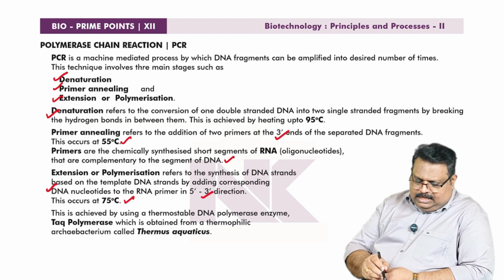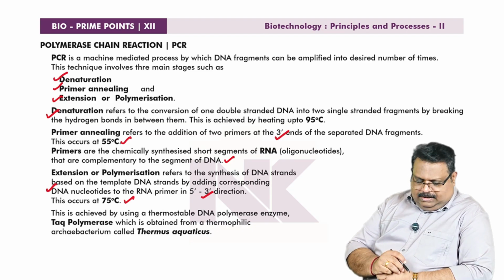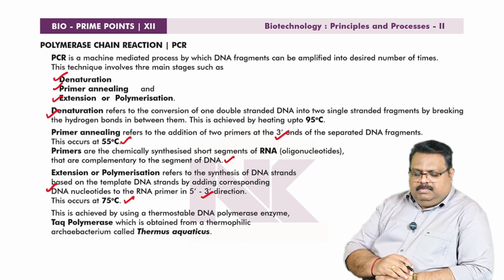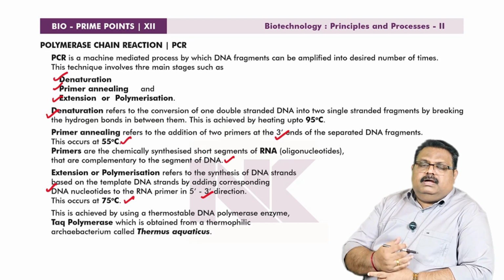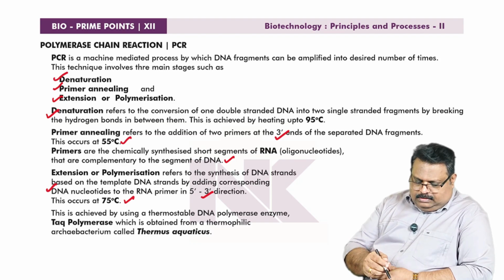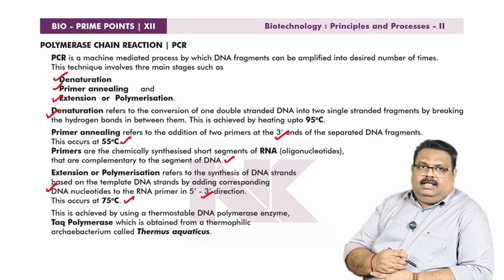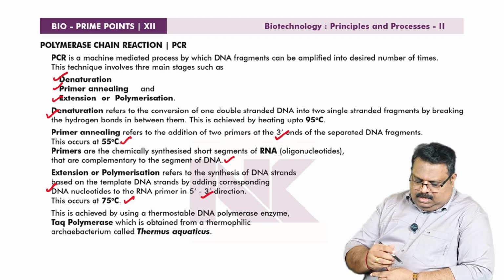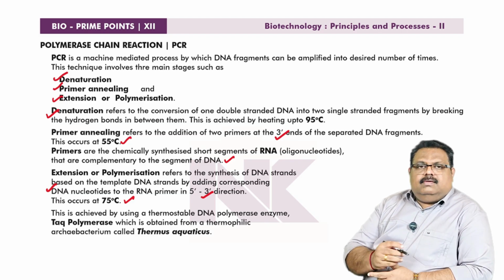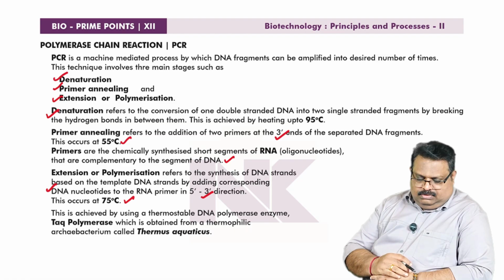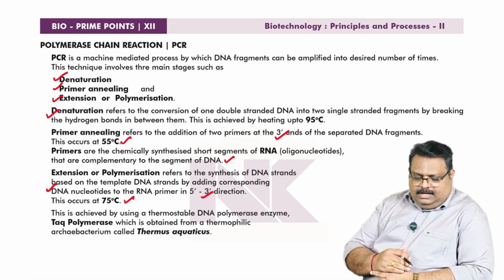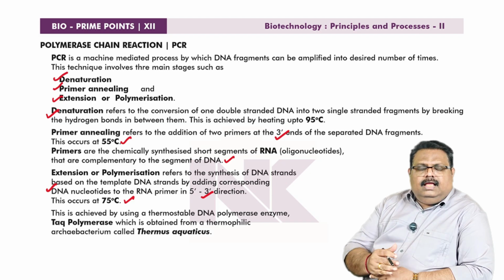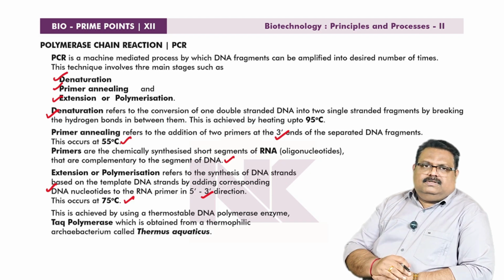This is achieved by using a thermostable DNA polymerase enzyme, Taq polymerase. Because the process takes place at 75 degrees centigrade, a thermostable DNA polymerase is needed. The thermostable DNA polymerase is obtained from a thermophilic archaebacterium called Thermus aquaticus. That enzyme is called Taq polymerase. Okay, it's a very important point. Polymerase chain reaction: three stages are there: denaturation, annealing, extension or polymerization.